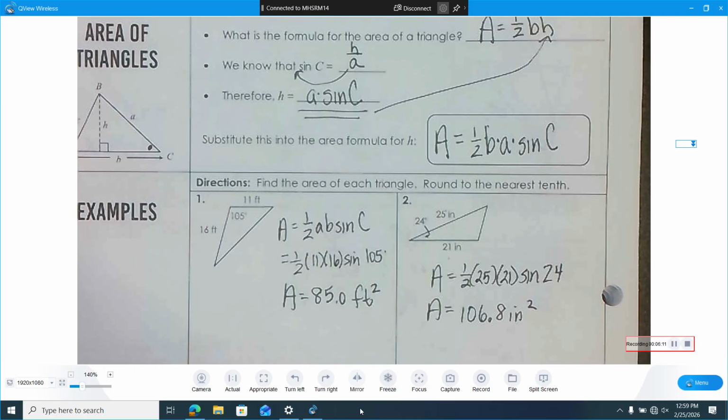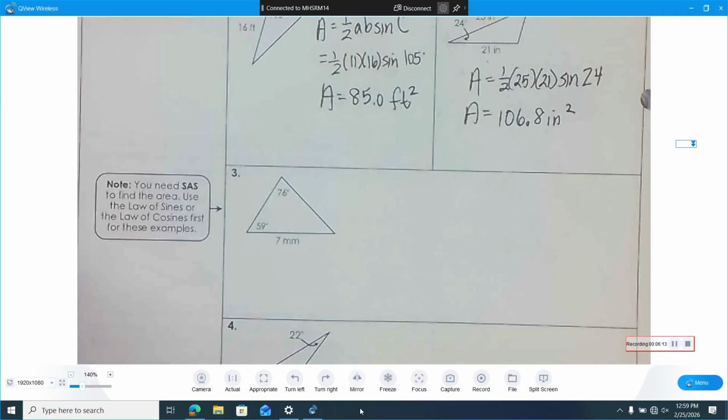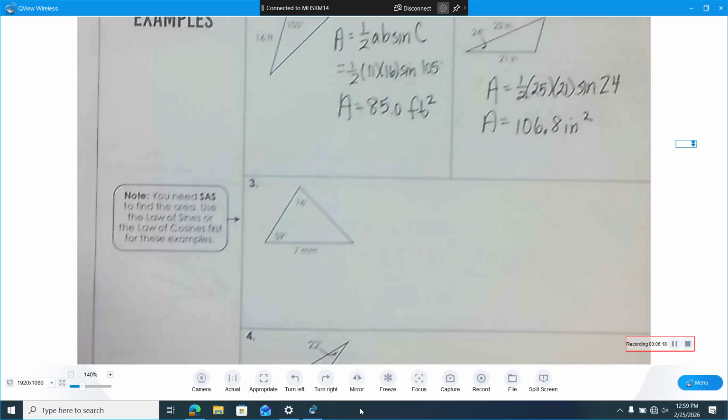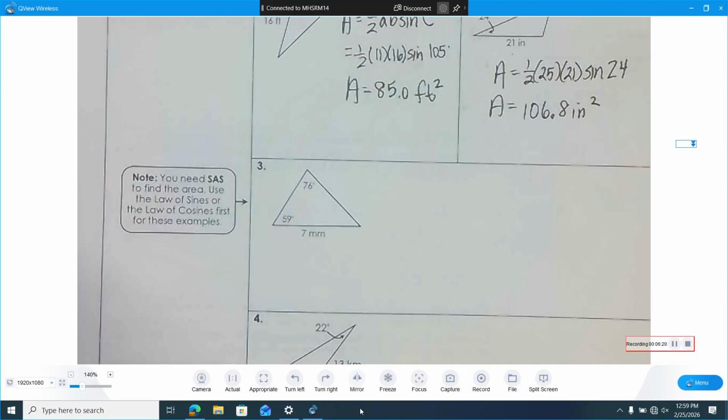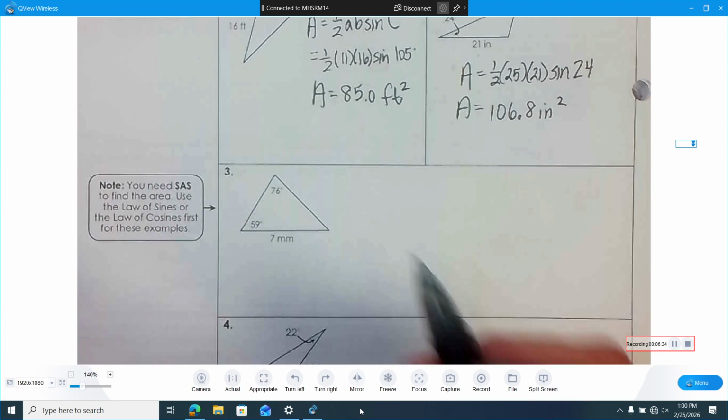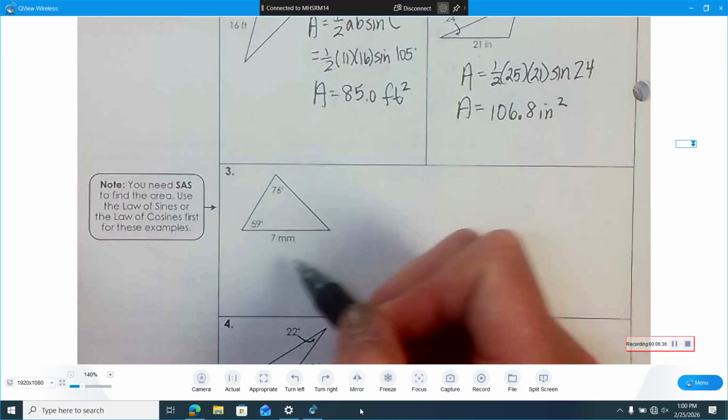Okay, let's look at number 3. So easy formula, right? Pretty nice. Okay. Do we have the right information here on number 3? No, we do not. So we don't have the right information. We don't have side, angle, side. We need two sides and the included angle in order to use this fancy formula. And so, I need another side.